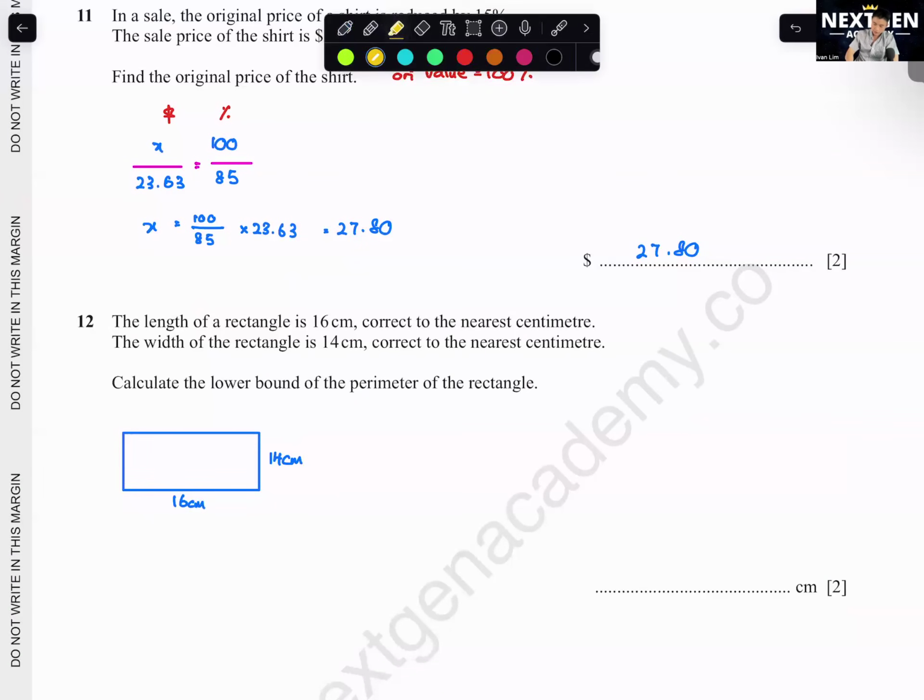They want you to find the lower bound, okay? What is the lower bound? Whenever they say this word correct to the nearest centimeter or correct to the nearest whatever value, you will take that value, you plus minus that value divided by 2.